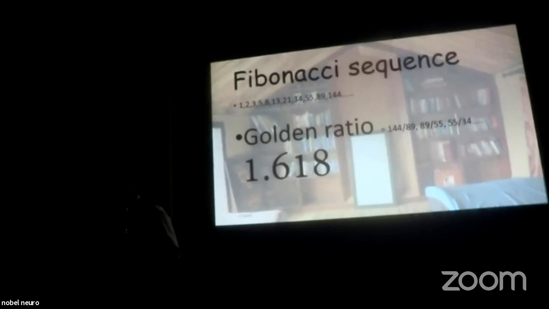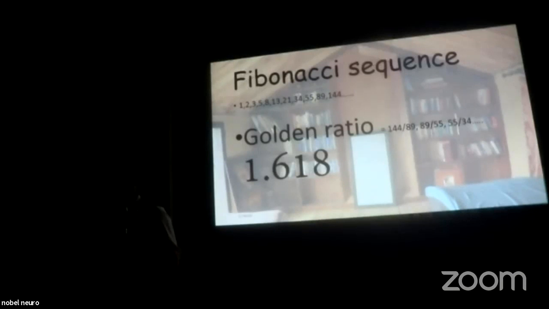Take one number and divide it by the previous number, so 144 by 89 or 89 by 55, you get the golden ratio. Mahendra was talking about Leonardo da Vinci and all these painters, they knew about the golden ratio. The Vitruvian man, Da Vinci's many art forms, the face, this by this is 1.618. And that doesn't stop there.